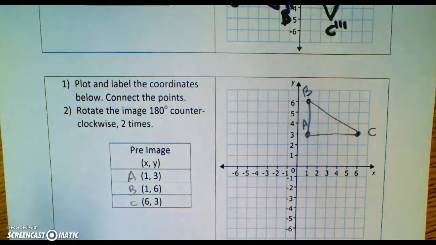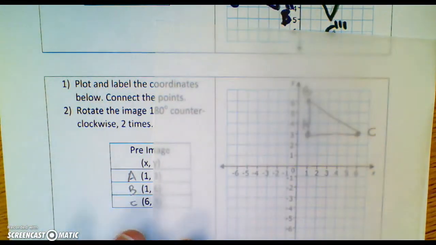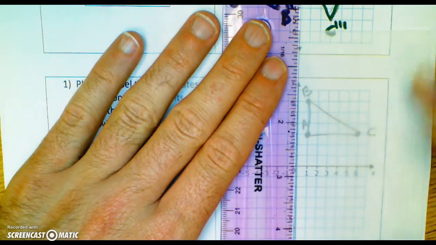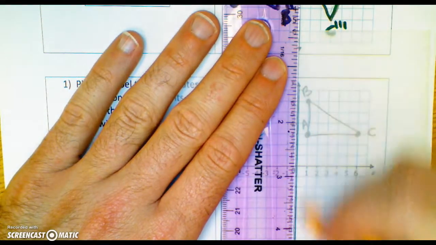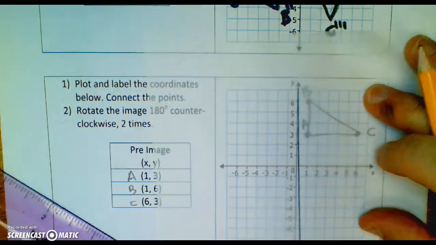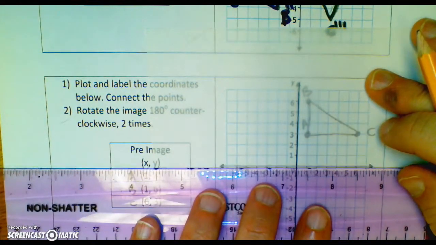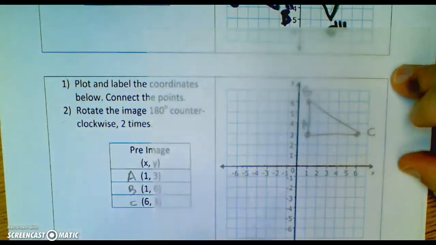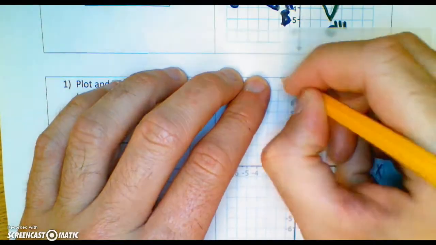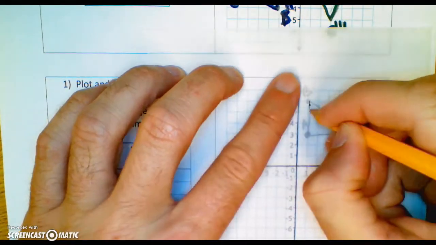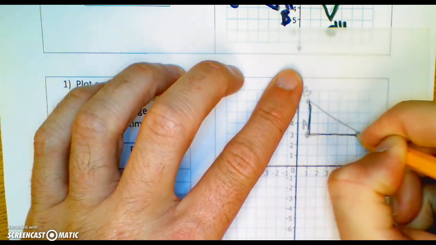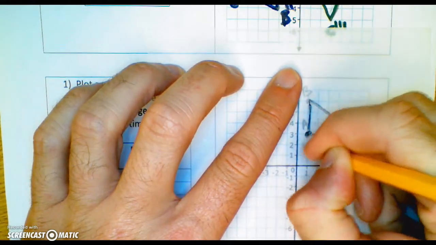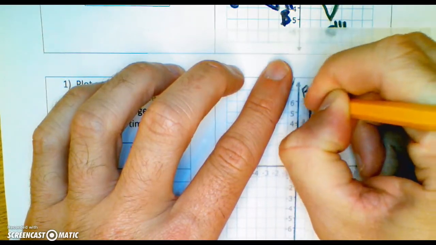Using some new patty paper, same process. Trace over your X and Y axis nice and hard. This is my X. This is my Y. Trace over the shape to get the original. This is A. This is B.